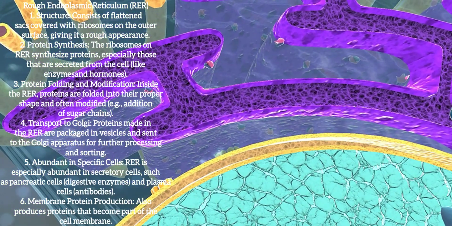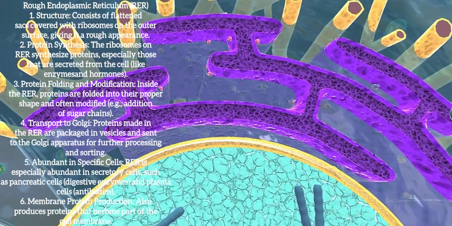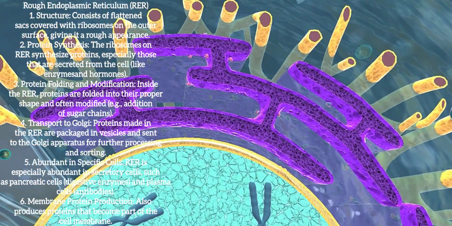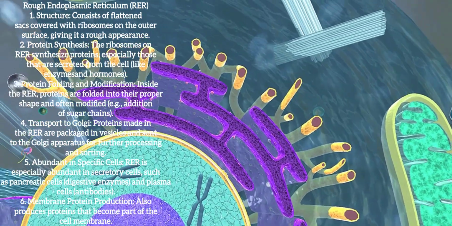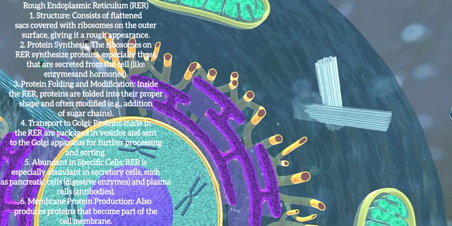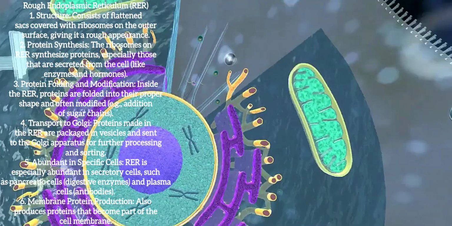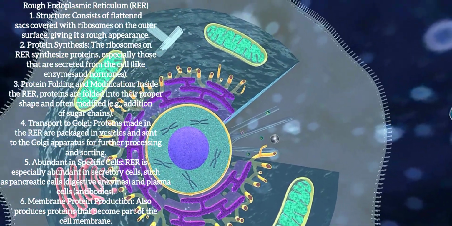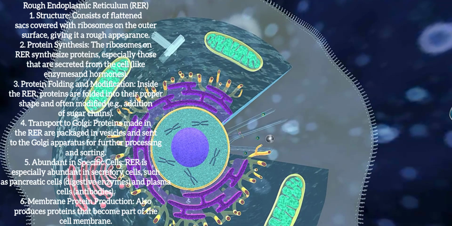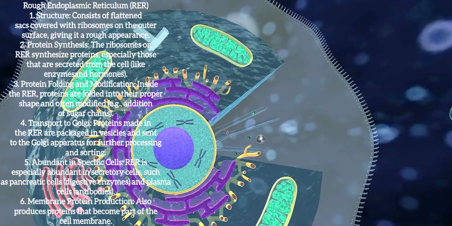Inside the RER, proteins are folded into their proper shape and often modified, e.g., addition of sugar chains. 4. Transport to Golgi. Proteins made in the RER are packaged in vesicles and sent to the Golgi apparatus for further processing and sorting. 5. Abundant in specific cells. RER is especially abundant in secretory cells, such as pancreatic cells, digestive glands.